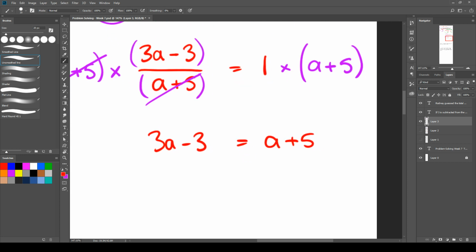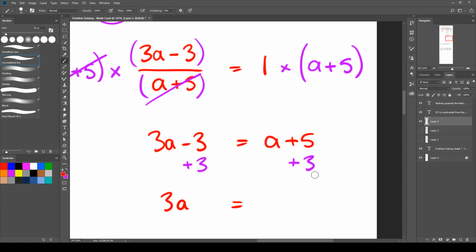Now I can start solving it to make a all by itself. So you can do SADMOB, which is the opposite of BOMDAS. So you undo anything that's added or taken away. So I can undo this subtraction here. If I add 3 to both sides, see what I get? So I get 3a. Negative 3 and positive 3, they cancel out, so they disappear to 0. So 3a plus 0, that's just 3a.